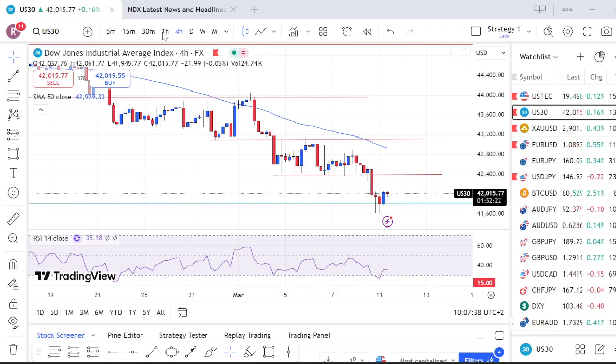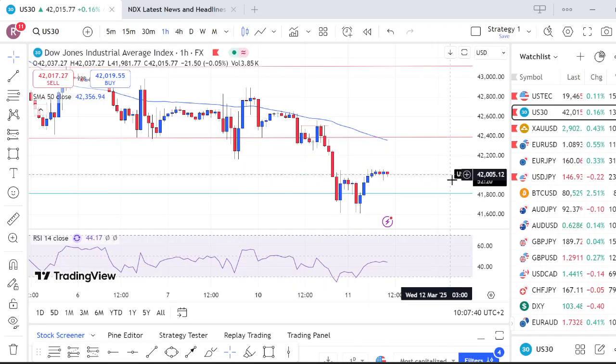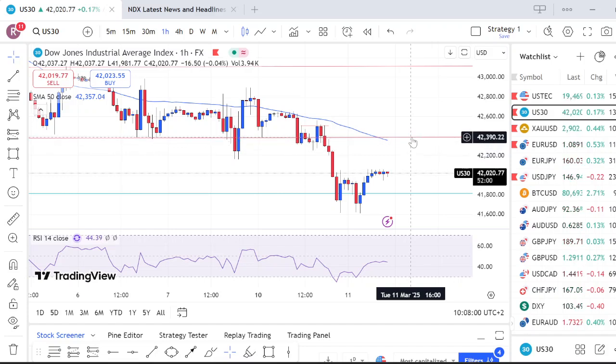My expectations right now for this pair is for it to continue all the way to the upside towards the break and retest support of 42,400. We could potentially see the reversal zone at around 42,250 as well. So anywhere between that zone, we would look for a change in trend or a shift in momentum, and from there start looking for shorts.